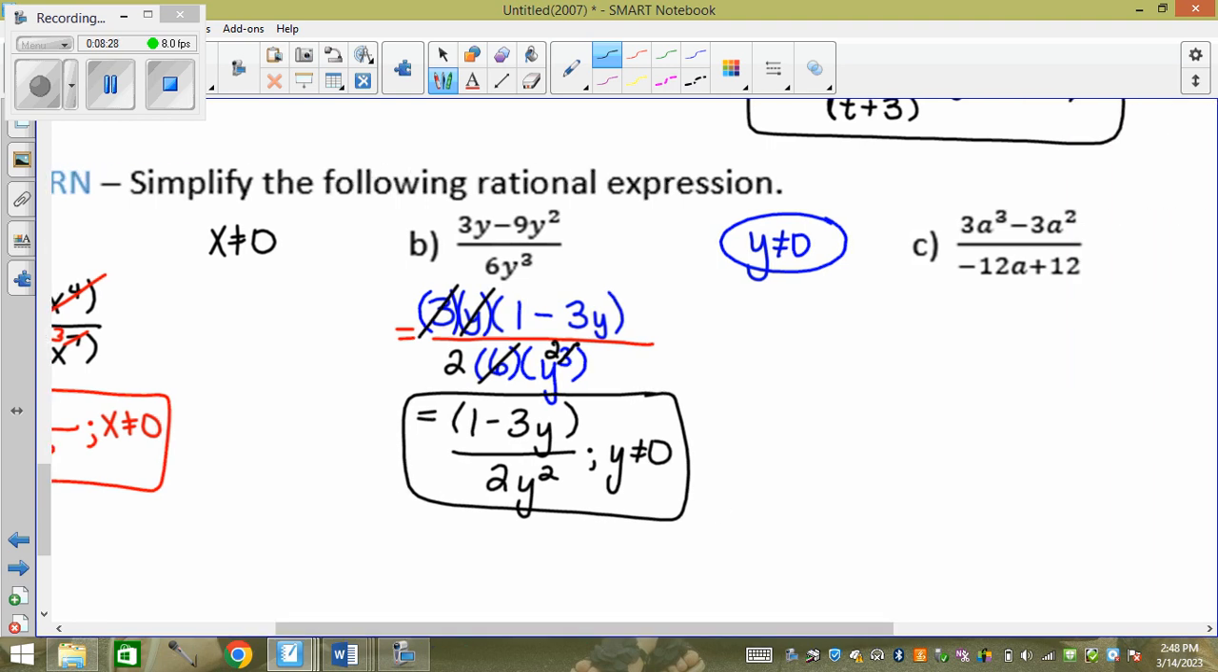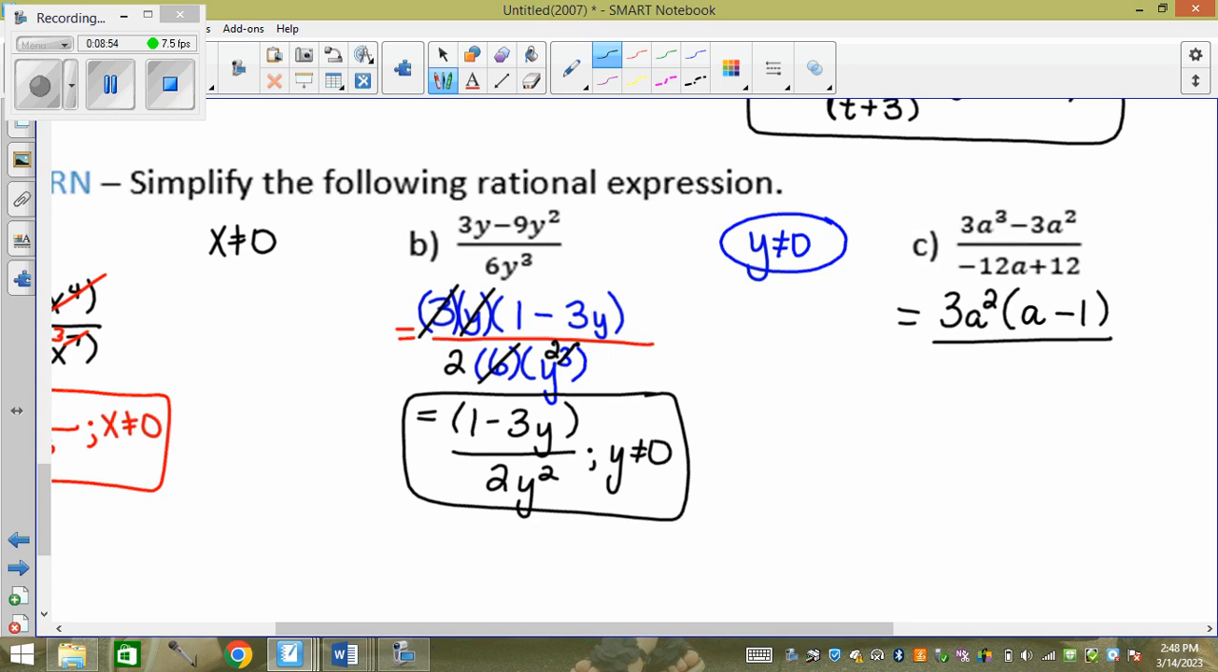Now if I look at C, C has a binomial and a binomial. What can I take out of the numerator? 3a. Make sure you have equal signs running down the side because they're expressions. So I take a 3a what out? Squared. 3a cubed, take out a 3a squared, I'm left with a minus 3a squared divided by 3a squared is 1.